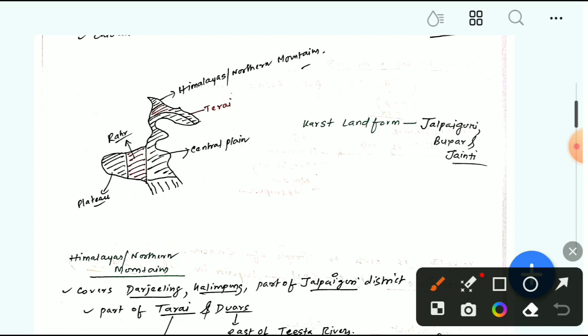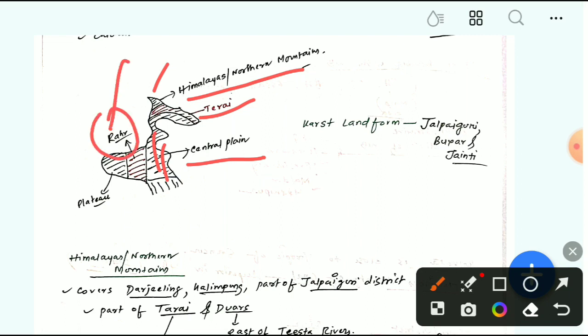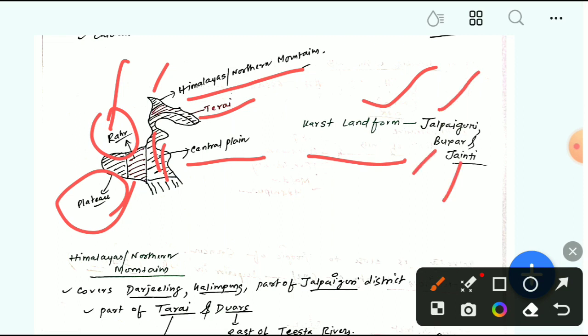Next is the mountains. Here it is given: Himalayas or northern mountain. Next, towards the south, it is Torai or Terai, and next is central plains which covers the maximum area of West Bengal, the rural area which covers Purulia and all. Next is plateau region. So these are the 5 regions of West Bengal, that is physiography. Next is karst landform. It is found in Jalpaiguri, Buxar and Jayanti region.